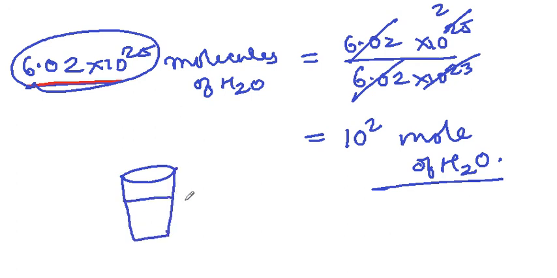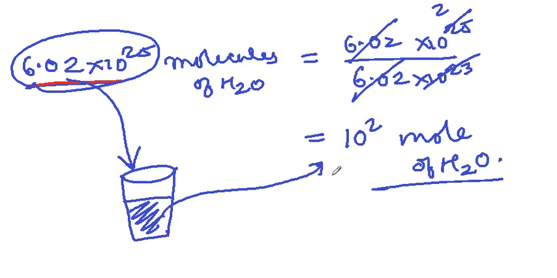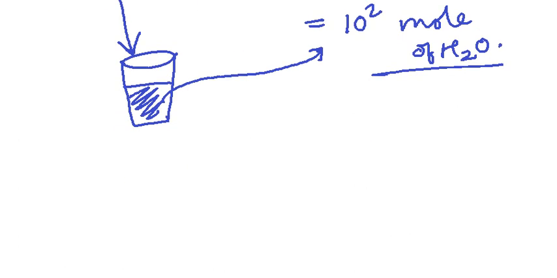So that means in that particular glass of water that we're going to drink, which had 6.02 into 10 to the power of 25 molecules of water, that water technically contained how many moles of water? 10 to the power of 2 moles of water. Okay, so the next question is, what is the volume of water that you're going to drink. So the second part, the volume of water.